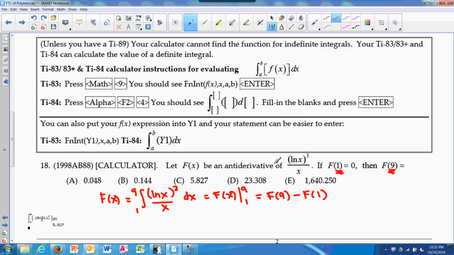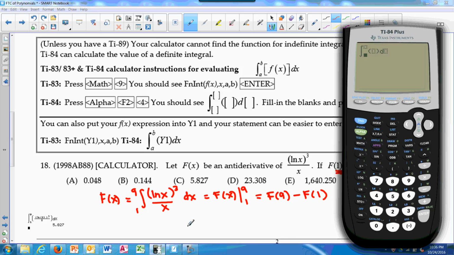So that's just reading the sentence. Big F is an antiderivative of this function. So if we antiderive this function, we get big F. If we antiderive from 1 to 9, then we get big F from 1 to 9. The fundamental theorem says top minus bottom. I'm going to use my calculator to evaluate that.